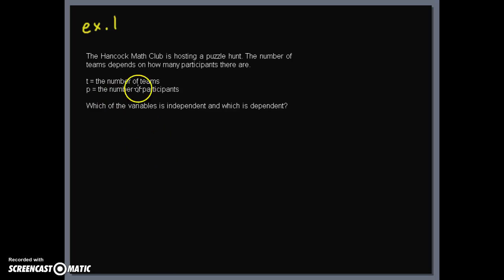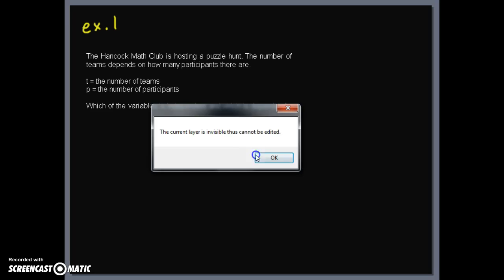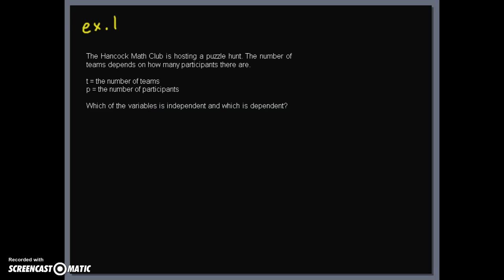Example number 1. The Hancock Math Club is hosting a puzzle hunt. The number of teams depends on how many participants there are. Then it gives us T equals the number of teams and P equals the number of participants. Which of the variables is independent, which is dependent? So these are the two variables. We've got number of teams represented by T, and we've got number of participants represented by P.